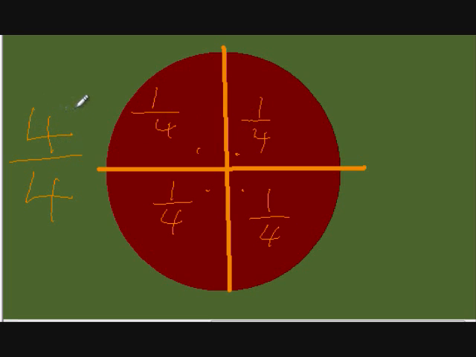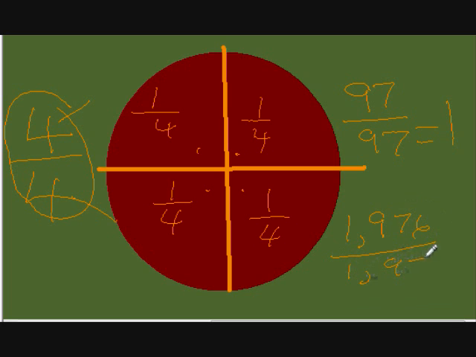But right now, 4/4. When the numerator, which is the top number, and the denominator are the same, it always equals 1. So 97 over 97, what does it equal? You got it, 1. 1,976 over 1,976 always equals 1. Very important thing to remember because it'll just help you out later on.